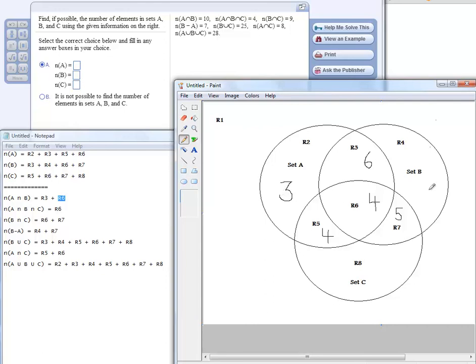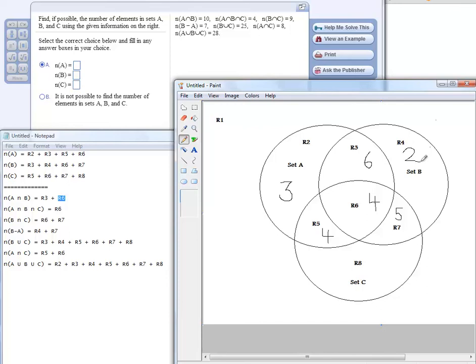What about set B? Well, here's an interesting one. This is the number of elements in the set B minus A. Here's the set B. Here's the set A. So B minus A is going to be all the elements in B minus those that are also in A. And so that's going to be 7 elements, and we already know that the set defined by this is going to be contained in R4 and R7. We know that R7 is already 5, so R7 plus R4 is equal to 7. So we know that R4 is going to contain 2 elements.